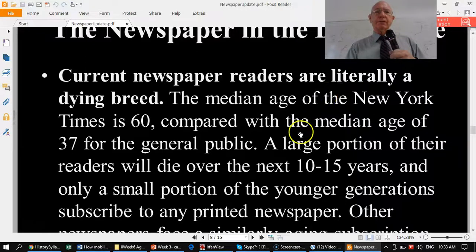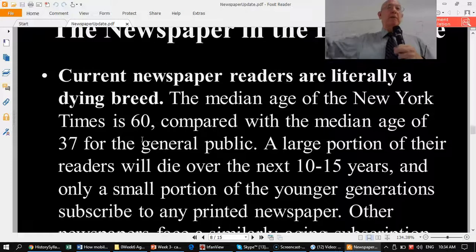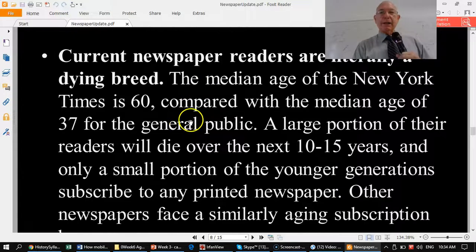The average age of the New York Times reader is 60 years old. That also tells you something. The average age overall in America is 37. So young people are not reading the New York Times. So it is truly a dying breed. They're falling fast, and over the next 10 years, a lot of these people reading the New York Times are going to die, literally die. Their readers are dead. So that will have a huge impact.